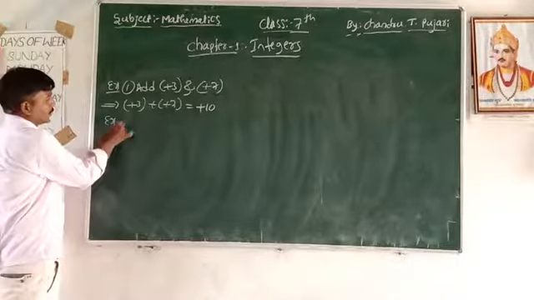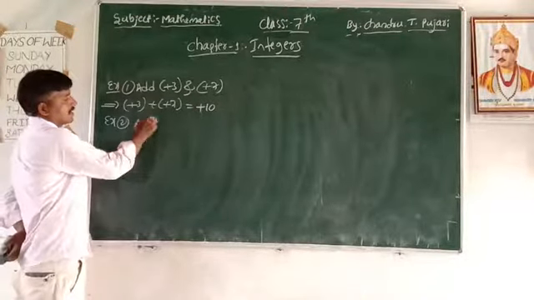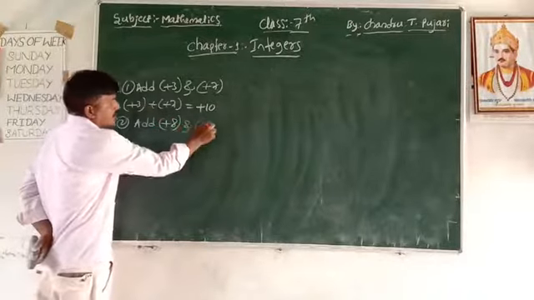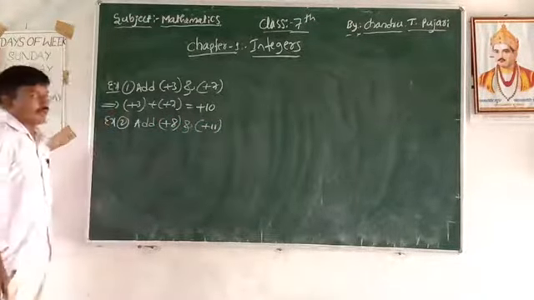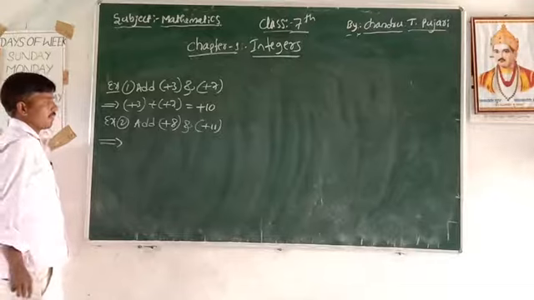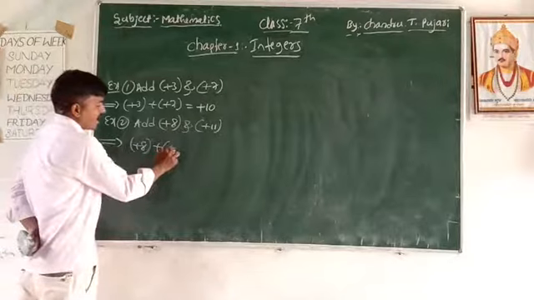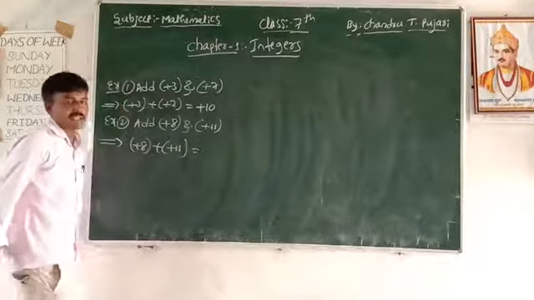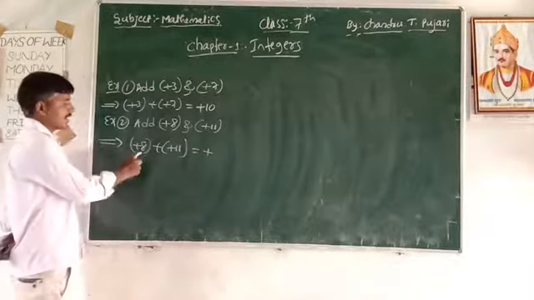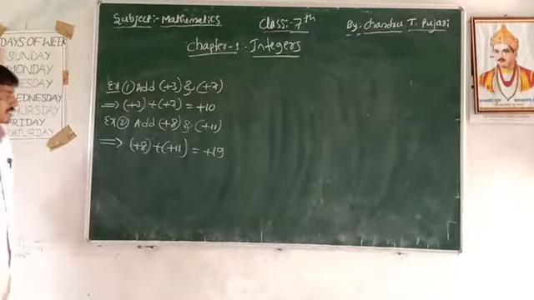Next, example number 2. Again add positive integer 8 and positive integer 11. That means addition. The first integer is plus 8, plus bracket of plus 11. Our first rule is that positive integers added give a positive answer. Therefore, 8 plus 11 is 19.